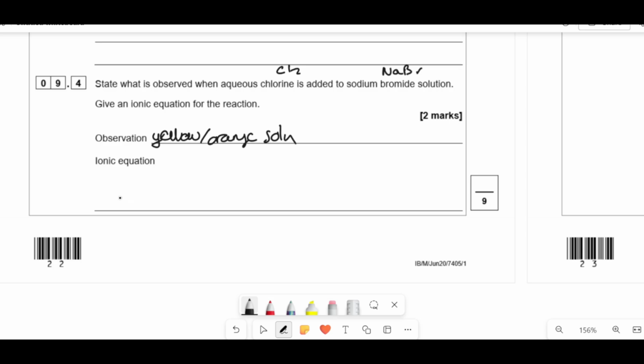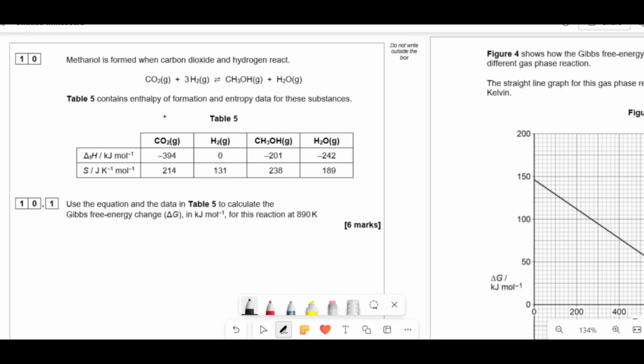And then the ionic equation is, well, we're adding Cl2 to NaBr. The Br- ions are what's reacting in this part, the NaBr. That's still Na+ on the other side. So it's got Br-, and it's swapping with the Br-, so it becomes Cl-, and then the Br- becomes Br2. So then to balance this, we're going to need 2 here and a 2 there, and there you go.